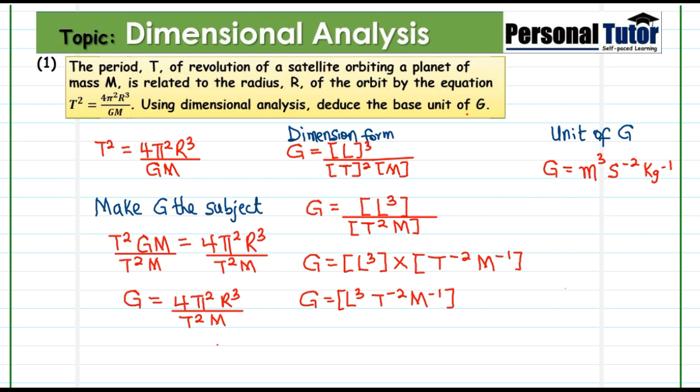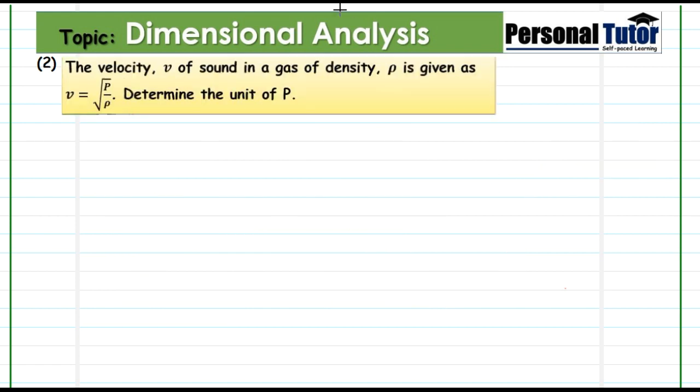Let's pick question number 2, which reads: the velocity v of sound in a gas of density rho is given as v equals square root of p over rho. Determine the unit of p. Great. So from this, you can simply write this as the equation.